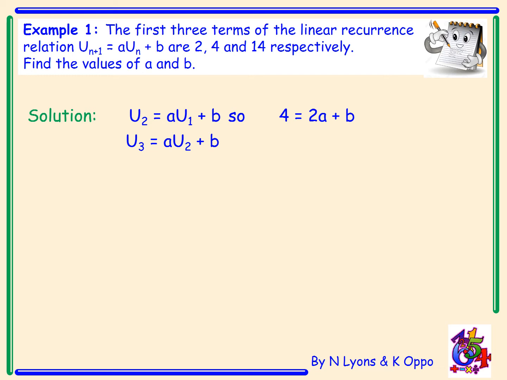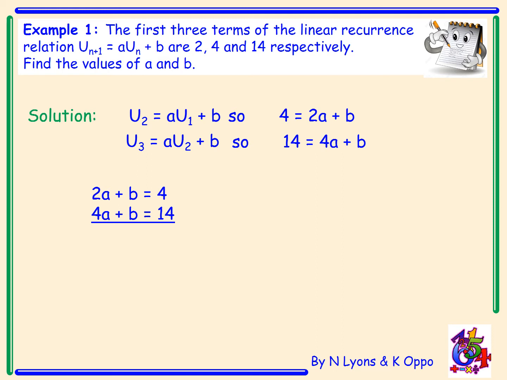Again, to get u3, we would have multiplied a with u2 plus b. So subbing in the value of u3 and u2, we get the equation 14 equals 4a plus b. We now have 2 equations which we can solve simultaneously.